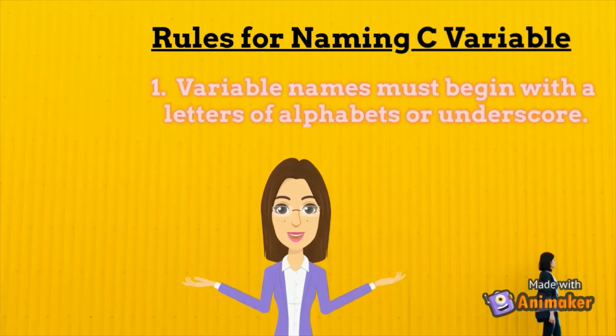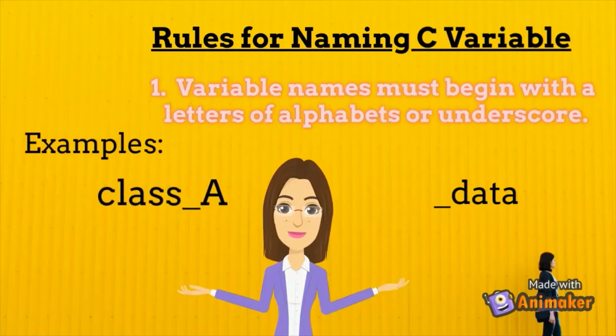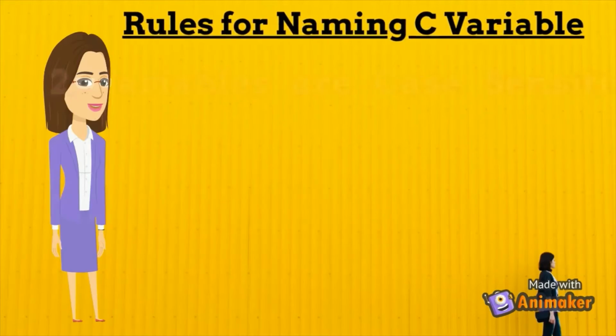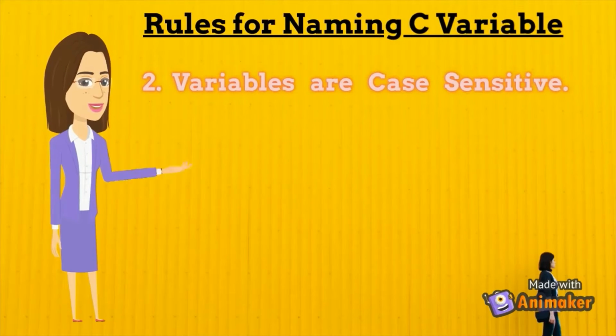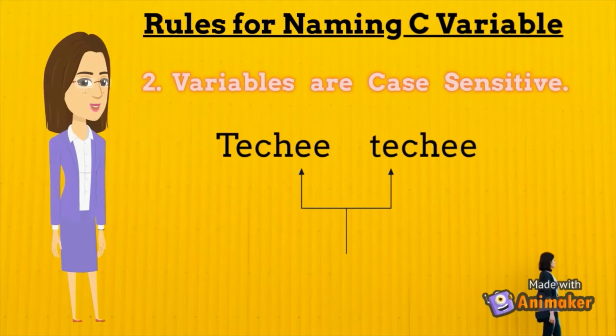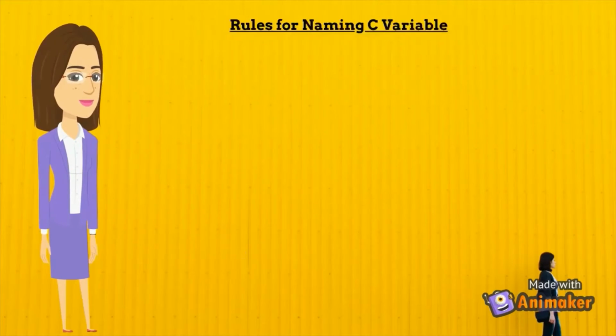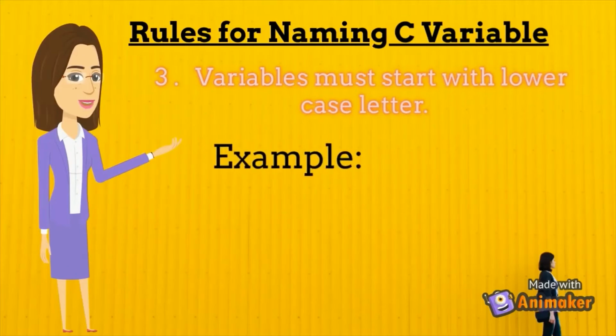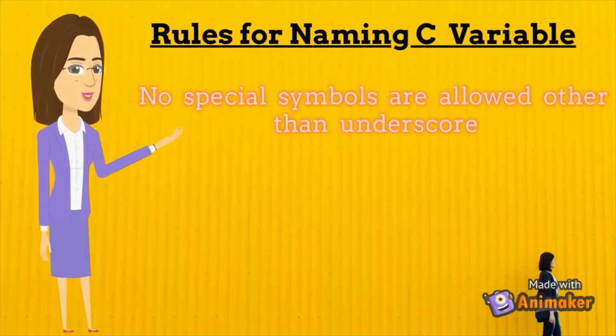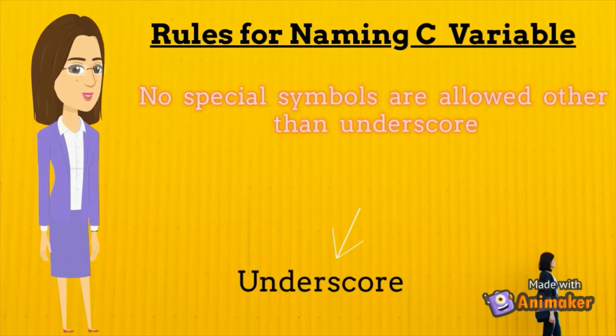Variable name must begin with letters or underscore. Variables are case sensitive, so the same word is considered as two different words by the C compiler. Variables must start with a lowercase letter. No special symbols are involved, other than underscore.